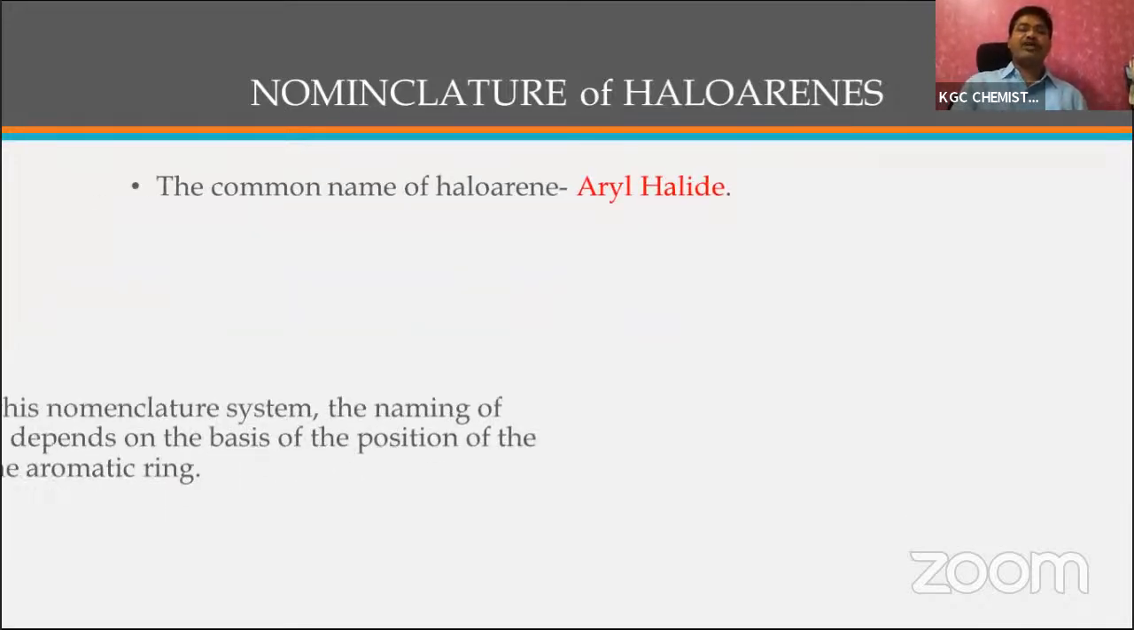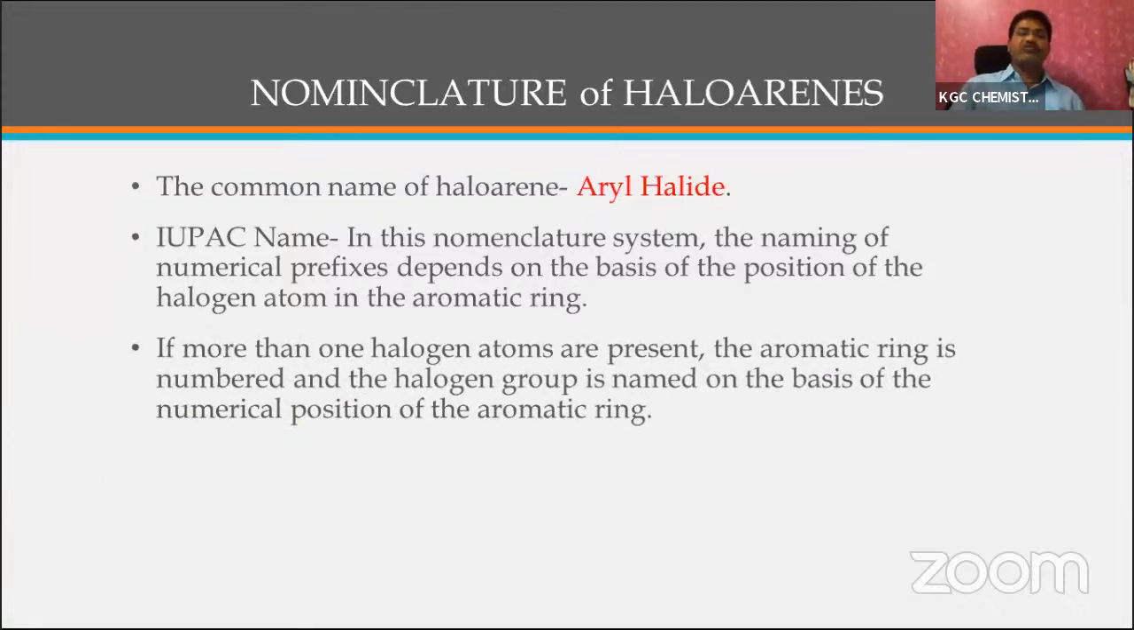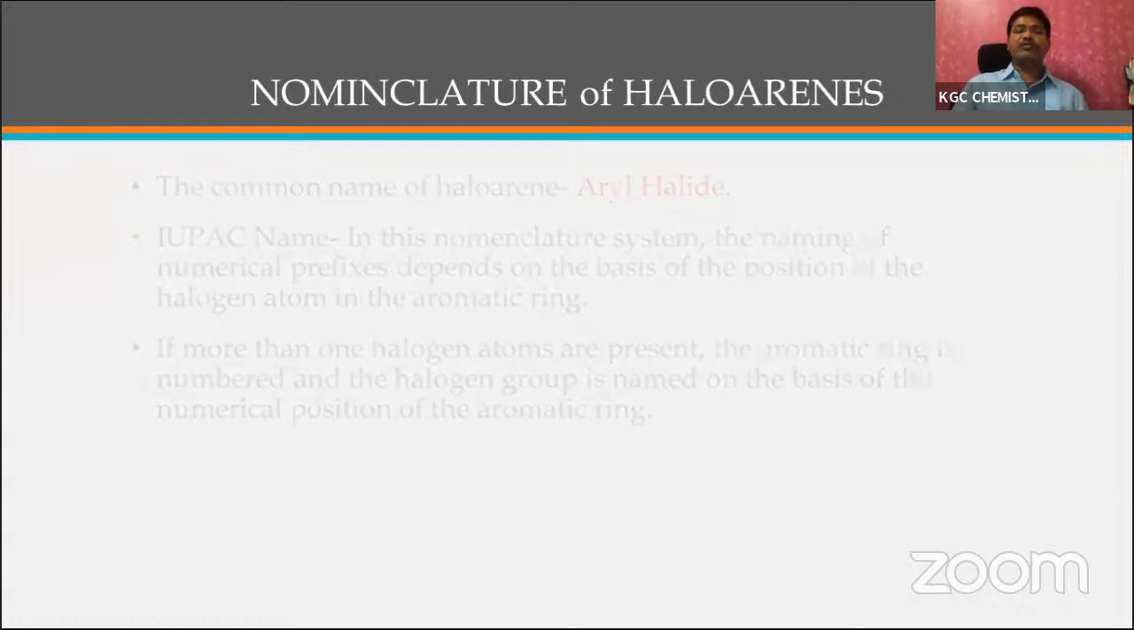The common name for haloarenes is aryl halide. In the IUPAC nomenclature system, the naming of numerical prefixes depends on the position of the halogen atom in the aromatic ring. If more than one halogen atom is present, the aromatic ring is numbered and the halogen group is named on the basis of the numerical position of the ring.